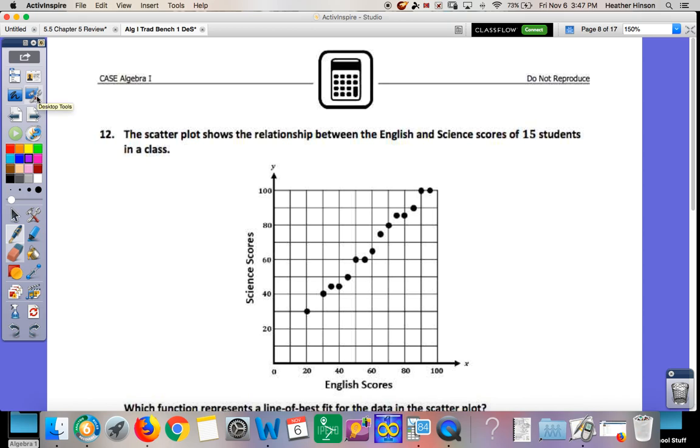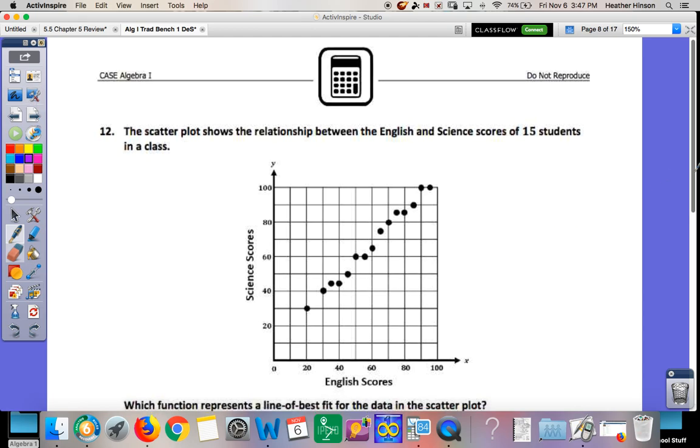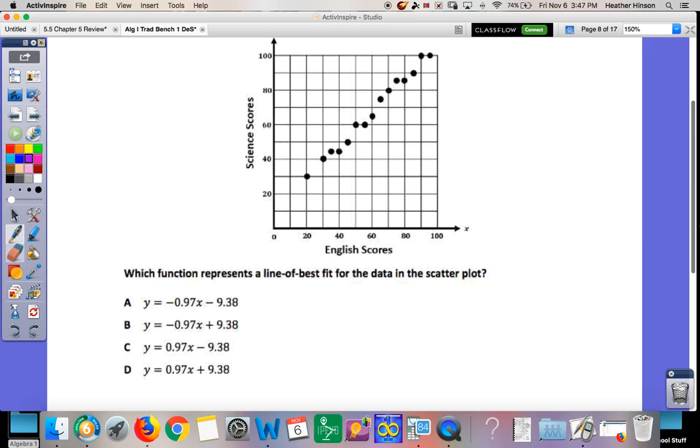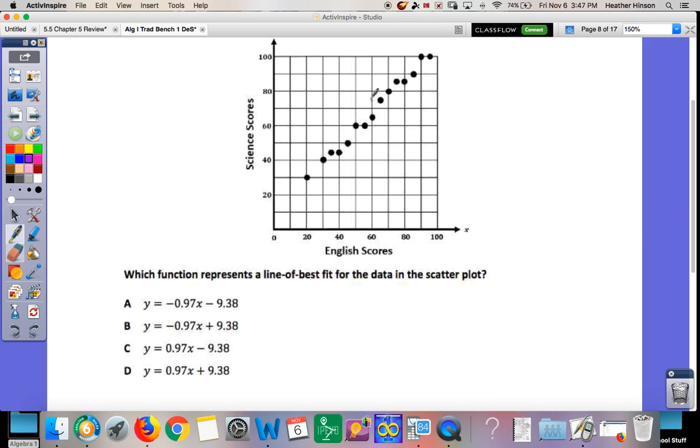Okay, 12. The scatter plot shows the relationship between the English and science scores of 15 students in a class. Scatter plots are just going to be types of graphs that have a lot of dots on them. They're not going to follow one strict line. However, we can make a line of best fit. What's the best line that goes through this graph perfectly? Well, as perfect as we can get it. We're never going to be able to get it exactly perfect.